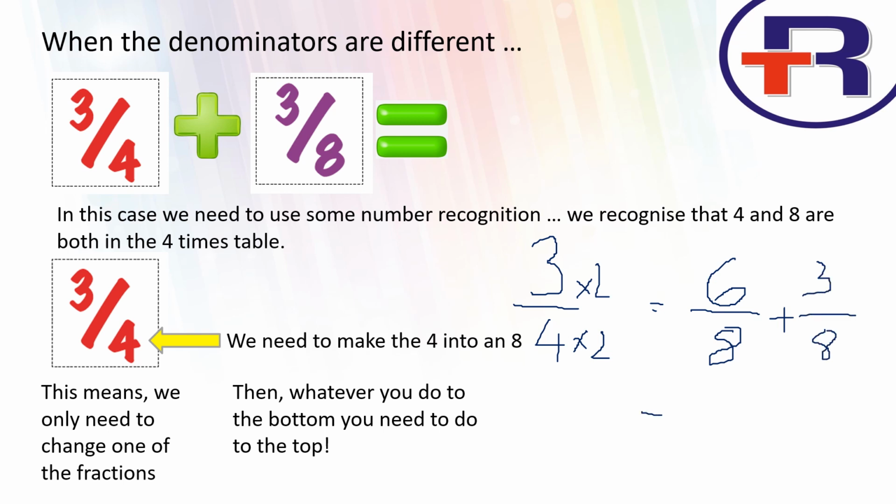That gives us the answer 9/8, which, as we know from previous, is an improper fraction. We can convert that to a mixed number. 8 into 9 goes 1, with 1 remainder, which goes over 8, giving 1 and 1/8.